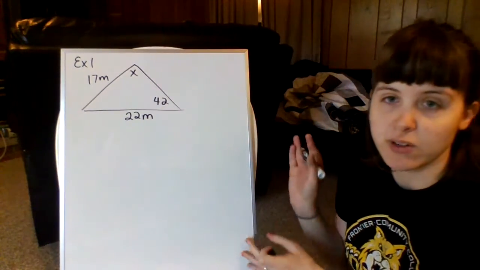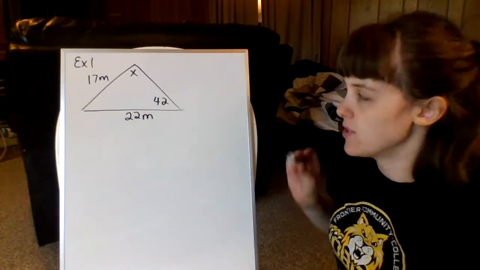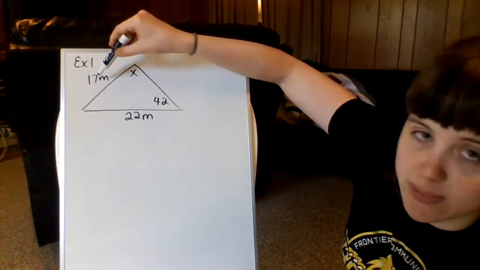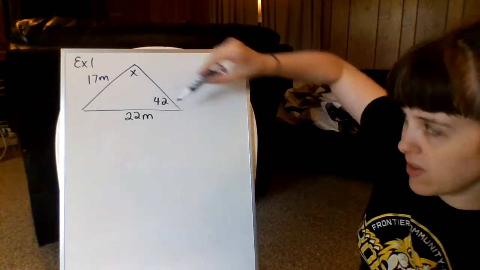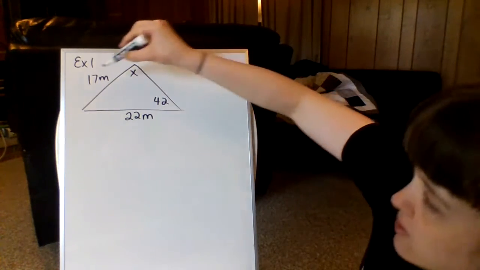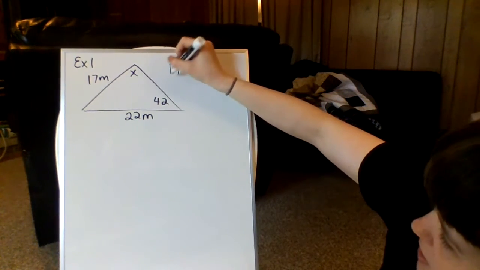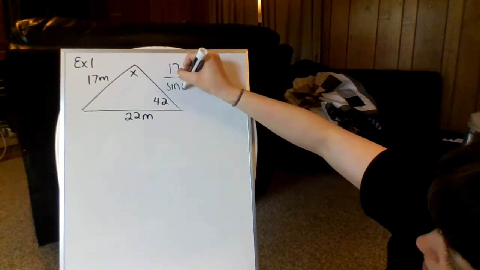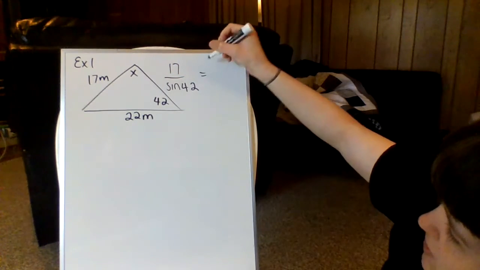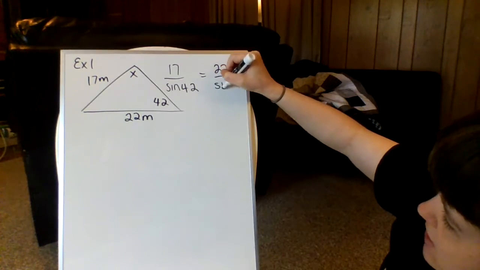Now if you remember, law of sines is a proportion idea, and so we have to use the angles and the sides opposite to set up the ratios so that we can make the proportion. So here we're going to use 17 over sine of 42 equals 22 over sine x.